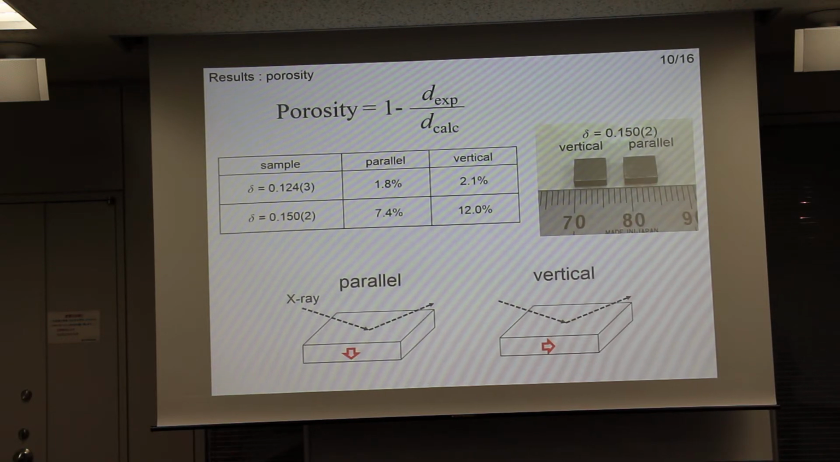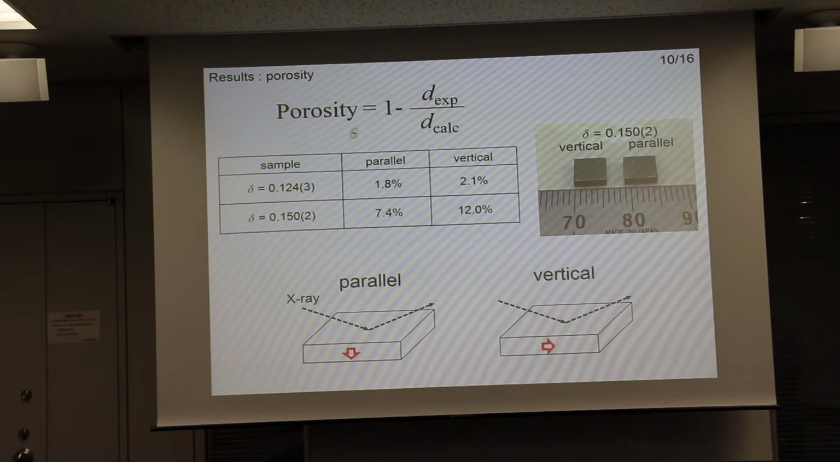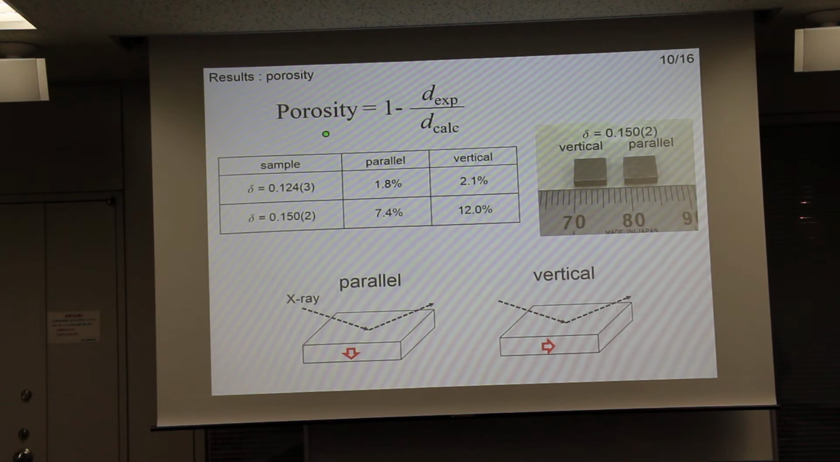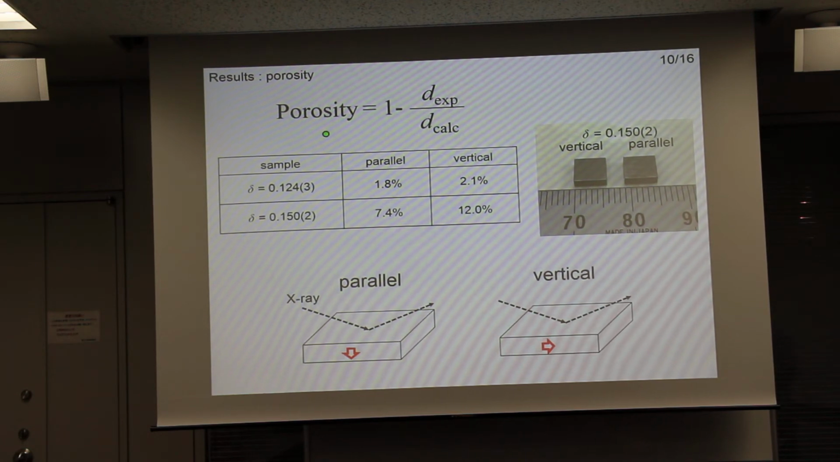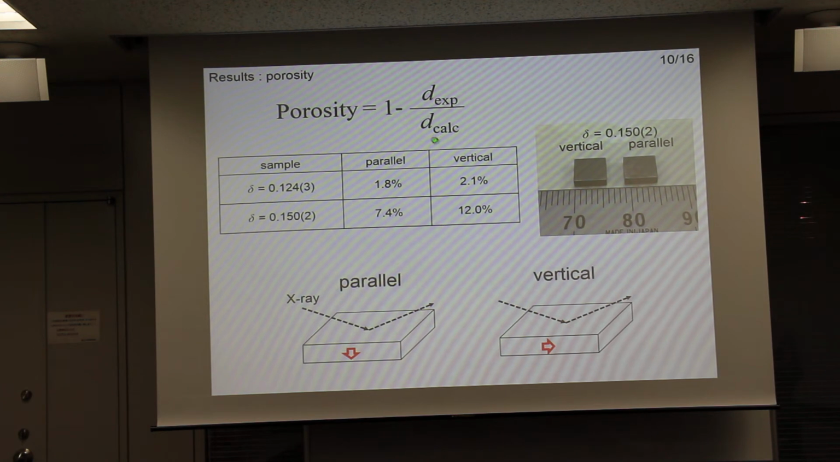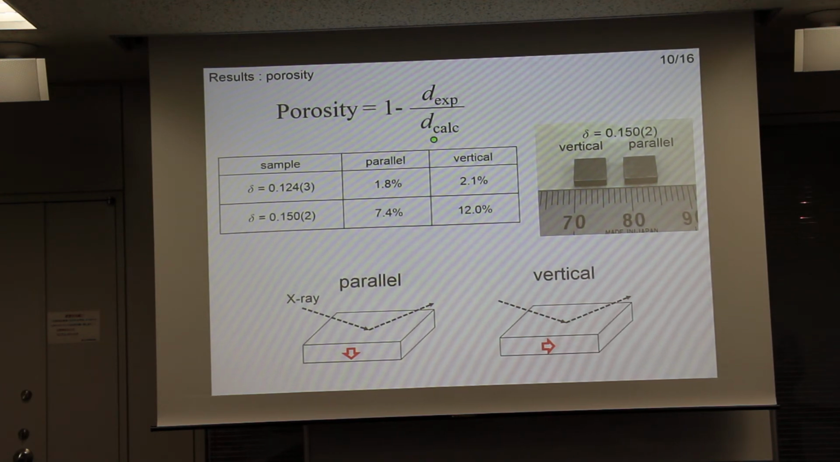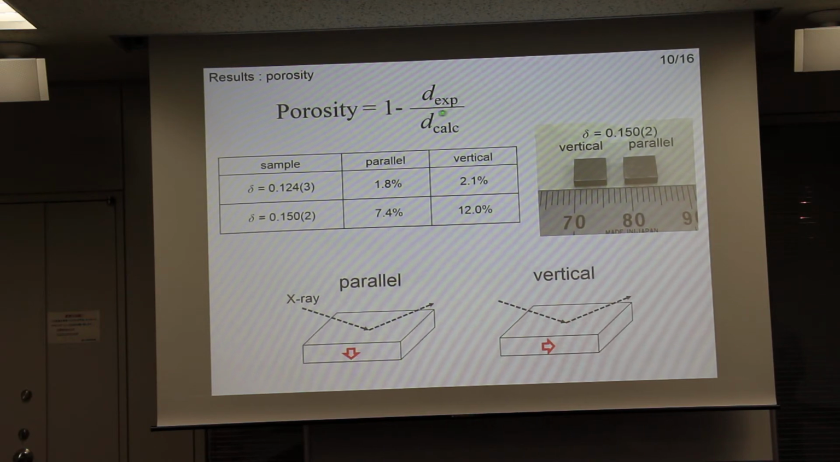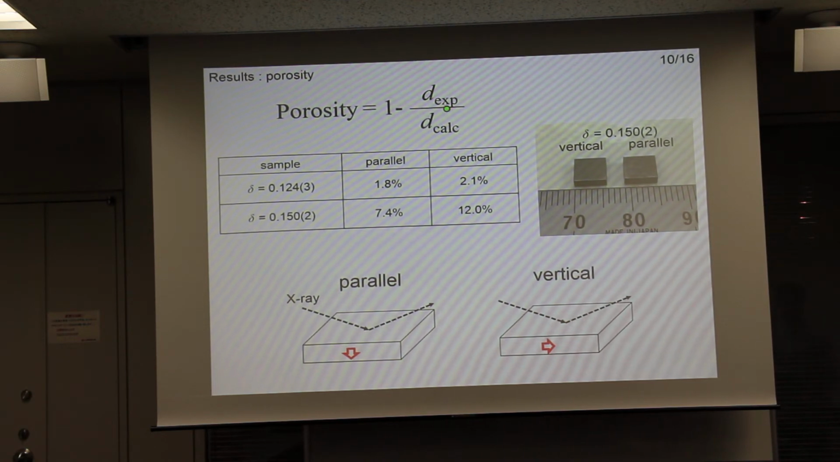Then I calculated porosity because we did a hot press treatment in order to get low porosity samples. Porosity is calculated from the density calculated from the lattice constants and the experimental density, measured from length, depth, and width. The result is summarized here. Generally speaking, they are low porosity.